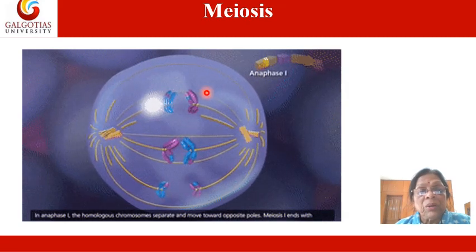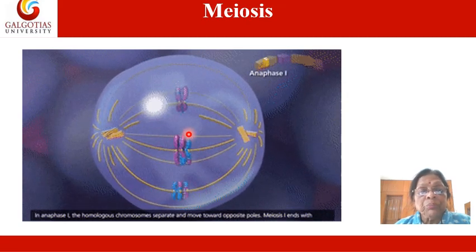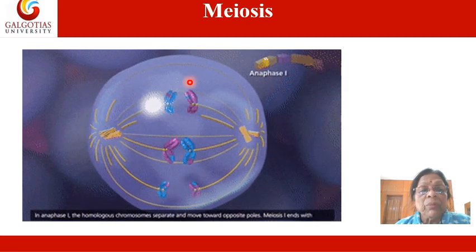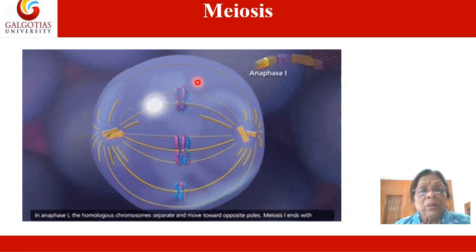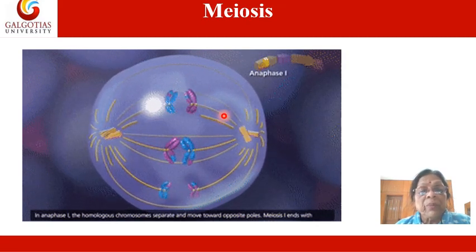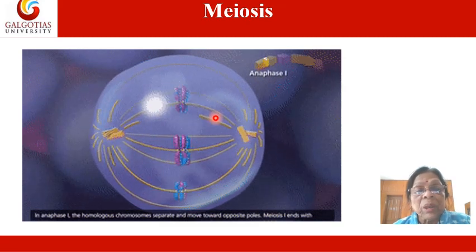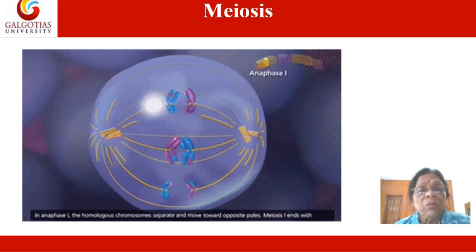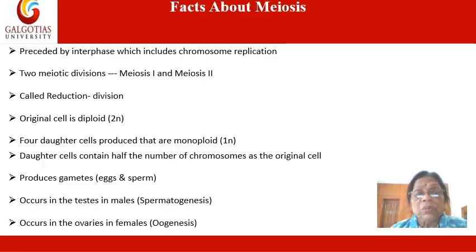When they are in the center, they are known as Metaphase 1, and now again they are separating and moving to both the poles, and this is Anaphase 1. Now let us come to the facts about meiosis.